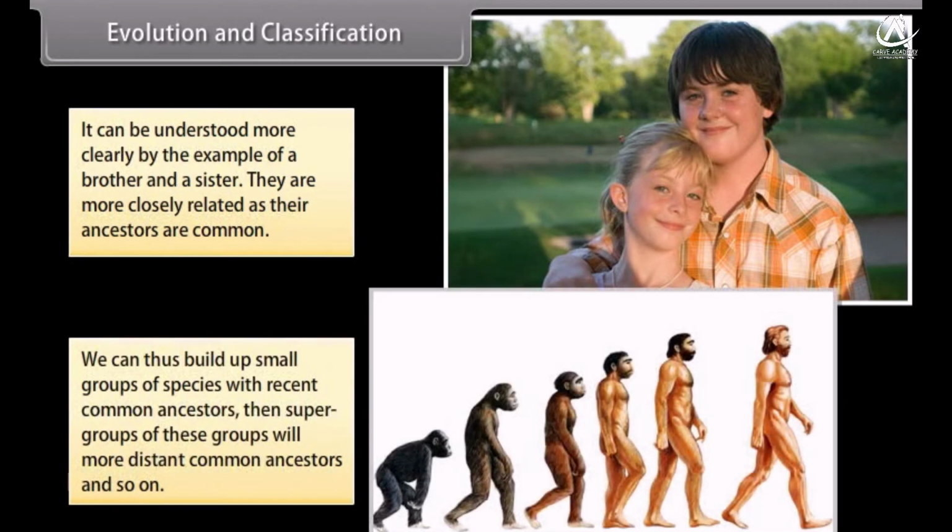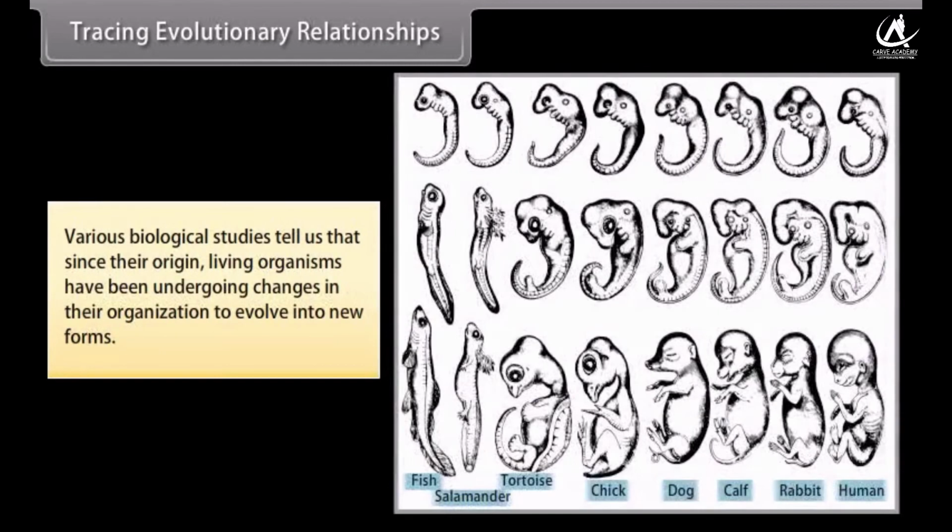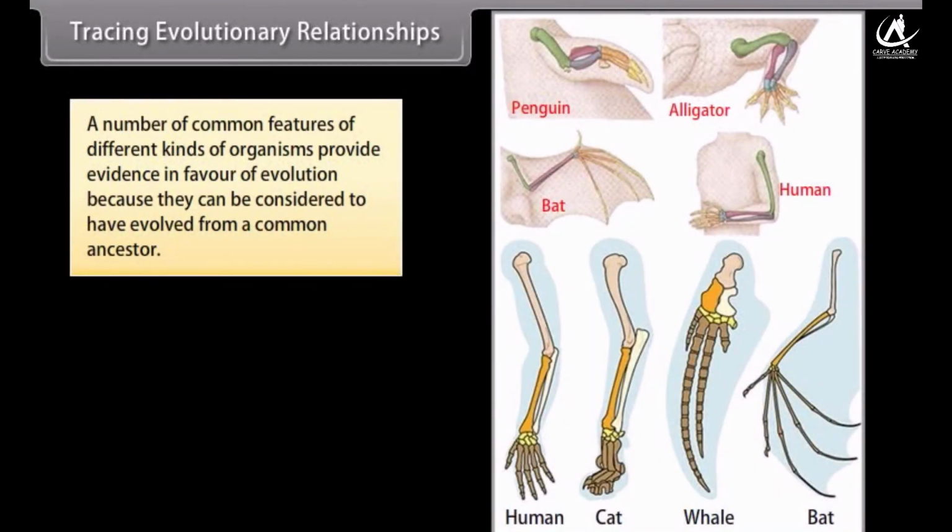We can thus build up small groups of species with recent common ancestors, then supergroups of these groups with more distant common ancestors, and so on. Tracing evolutionary relationships. Various biological studies tell us that since their origin, living organisms have been undergoing changes in their organization to evolve into new forms. A number of common features of different kinds of organisms provide evidence in favor of evolution because they can be considered to have evolved from a common ancestor.